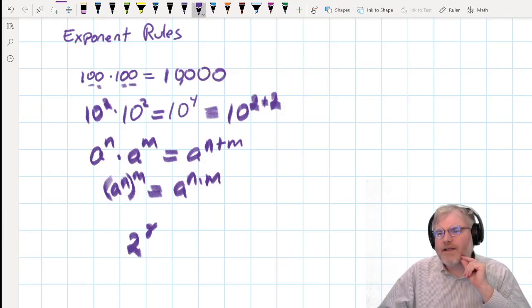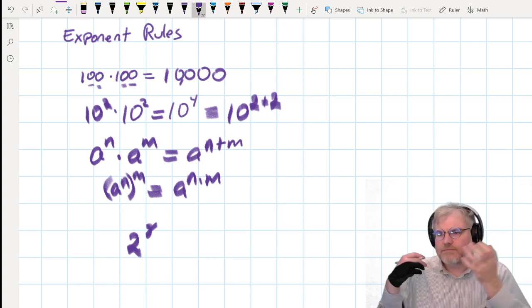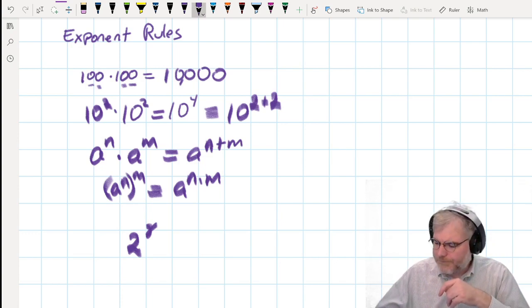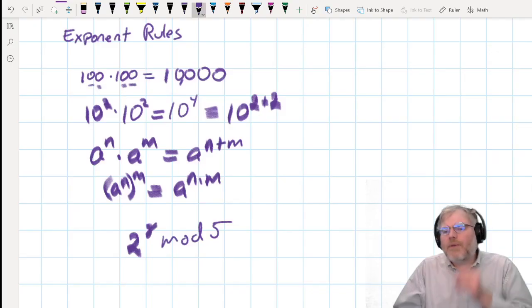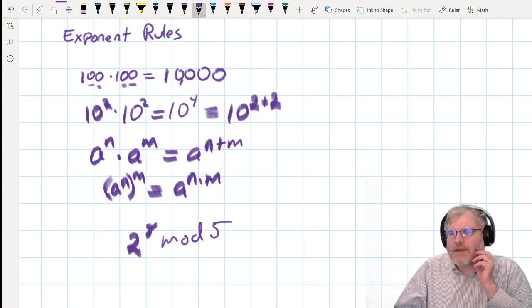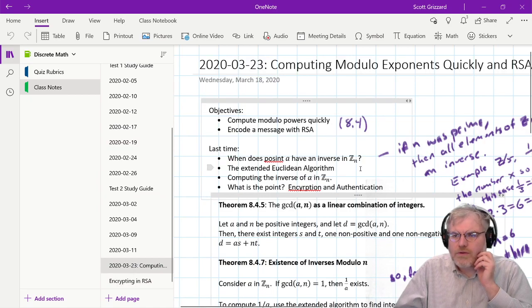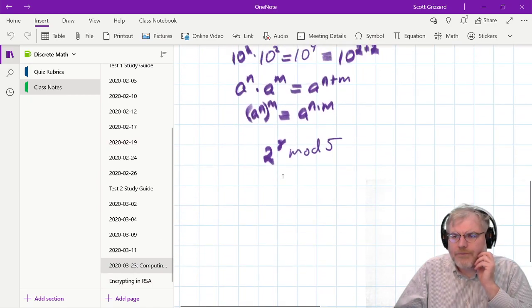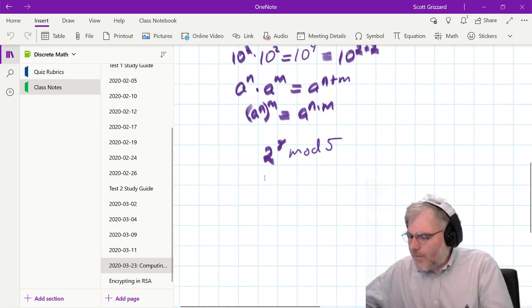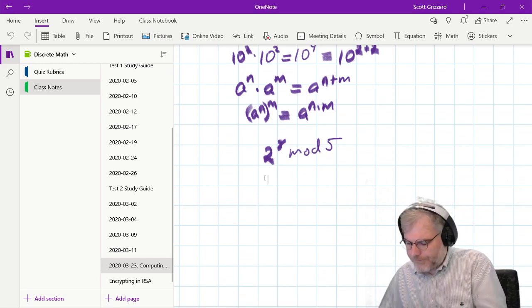Okay, so say I wanted to compute 2 to the 8 mod 5. Suppose I wanted to compute that thing. So, how do I go about computing that number?